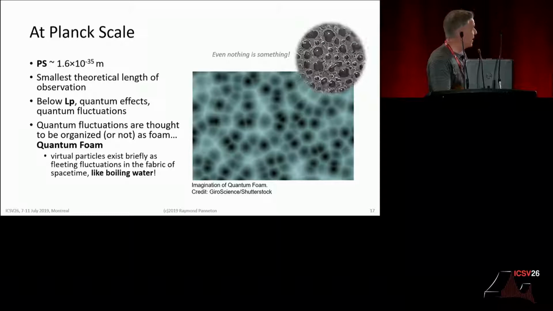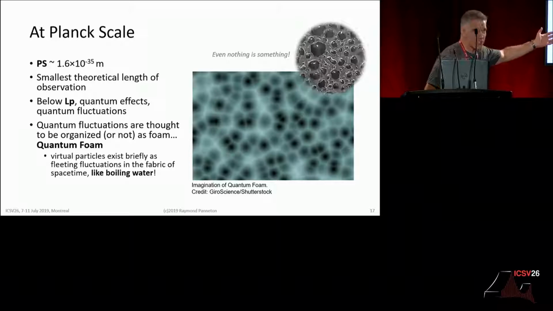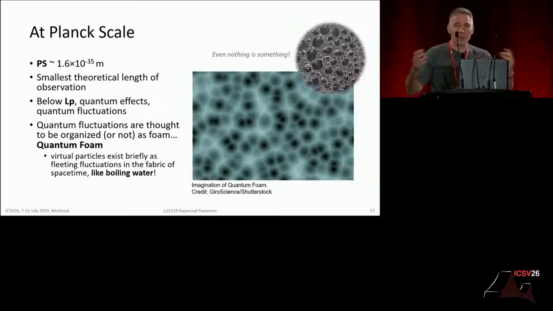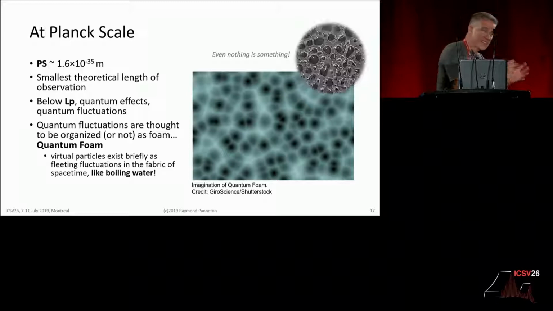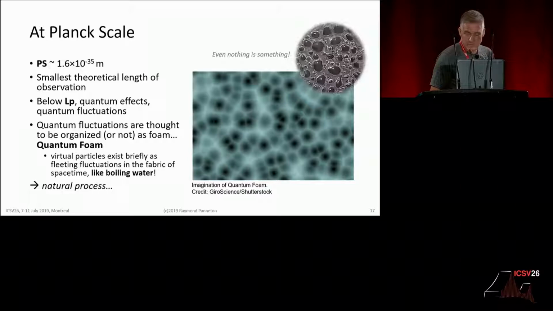The physicists call that quantum foam, and you see what it should look like. This is an imagination of a quantum foam, and it looks like boiling water, okay? So it appears, disappears, okay? The quantum fluctuation appears, disappears, okay? And this is the form of a foam, okay? So we see foams at this very small scale, and then it follows a natural process. Okay, even if it's quantum effects, it's a natural process, it comes from nature.